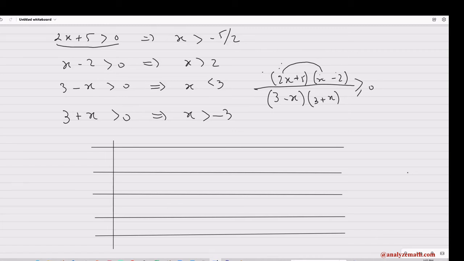So let's put all the information that we have in this table. The zeros are minus 5 over 2, 2, 3, and minus 3. The smallest one is negative 3 here. The next is minus 5 over 2 here, and then the 2, and then the 3 here. Minus infinity on one end and plus infinity on the other. Now we create intervals at the zeros.